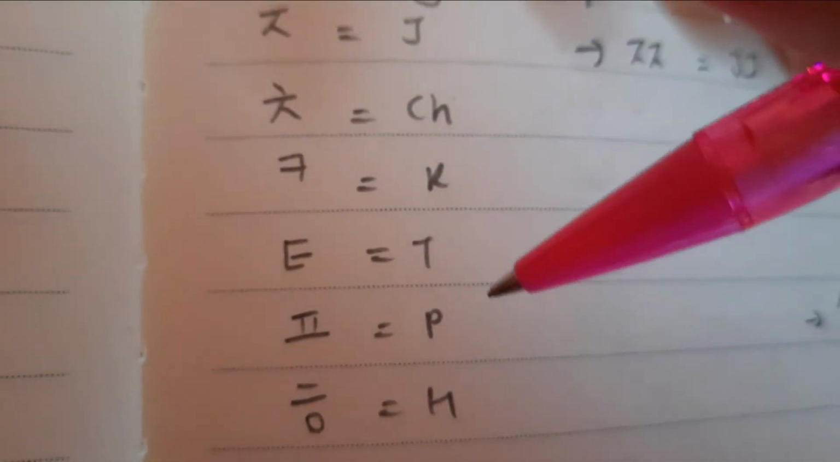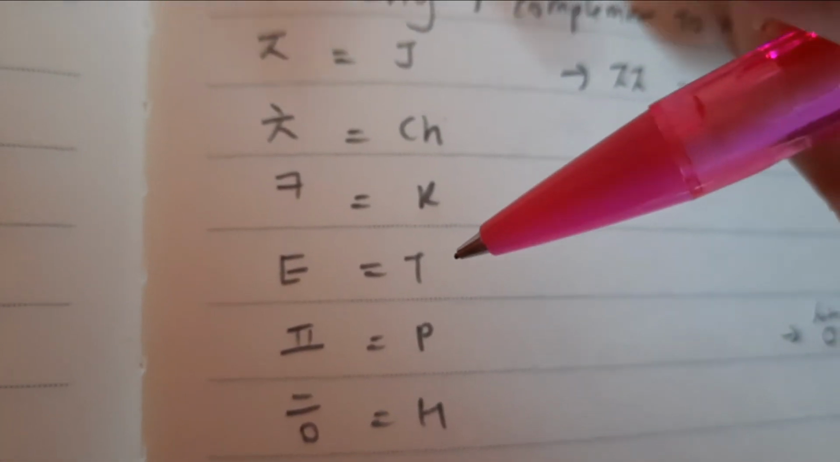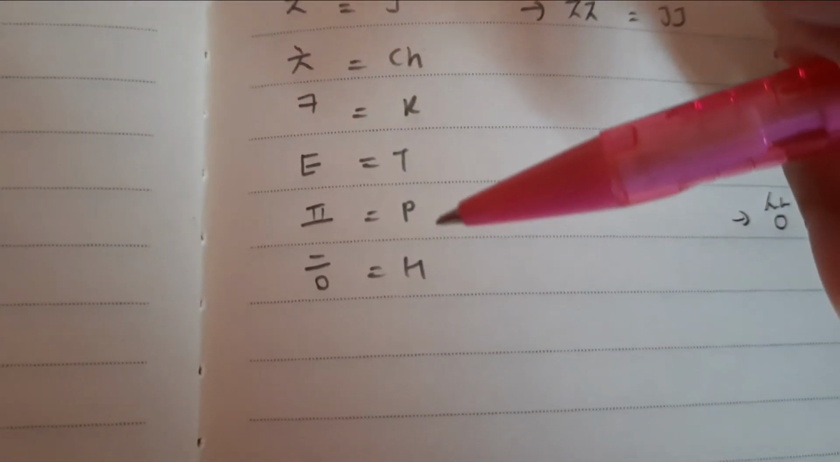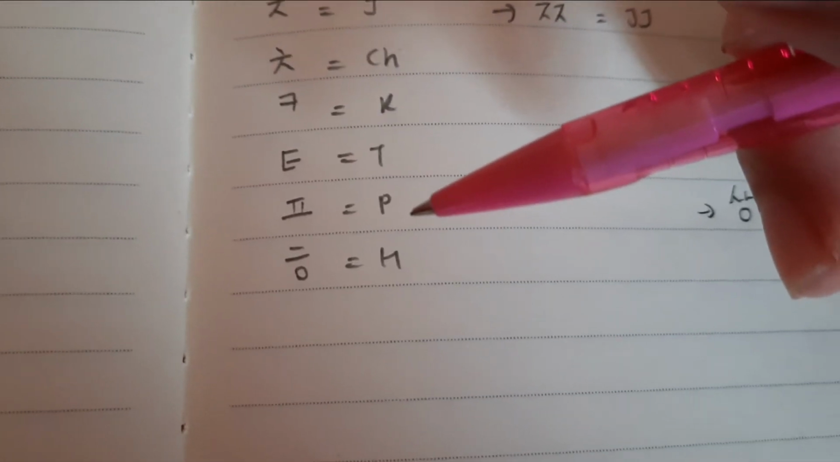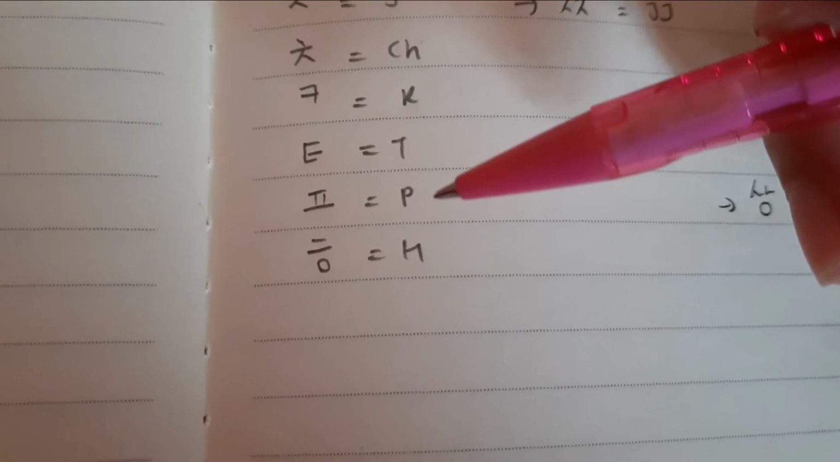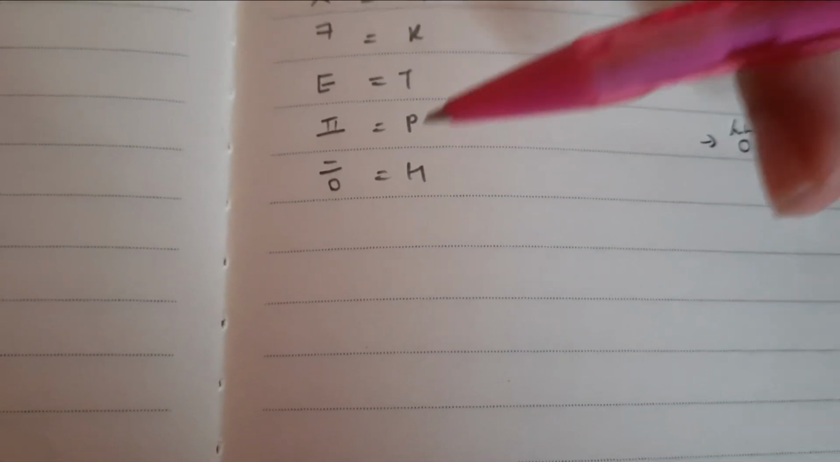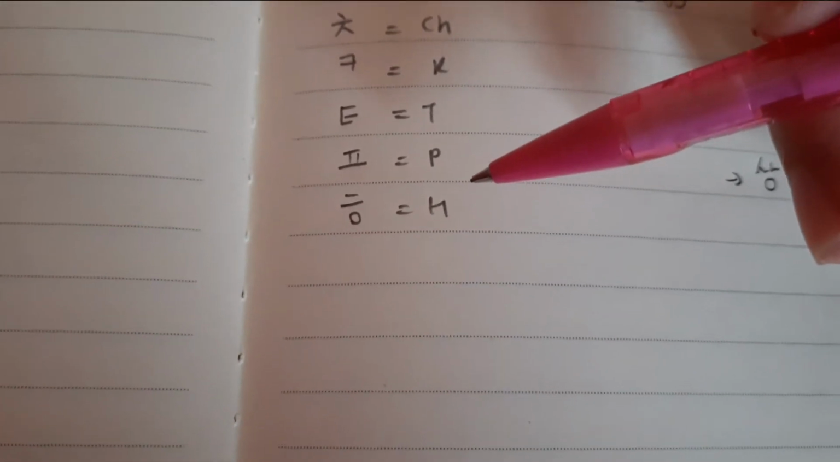K. Next is this one, and this one is the letter T. It's pronounced with a T sound. T. Focus. Okay. Next we have this one, which is the letter P, and it's pronounced with a P sound. P. And last, for the primary consonants, this one is the letter H, and it's pronounced with an H sound. H.